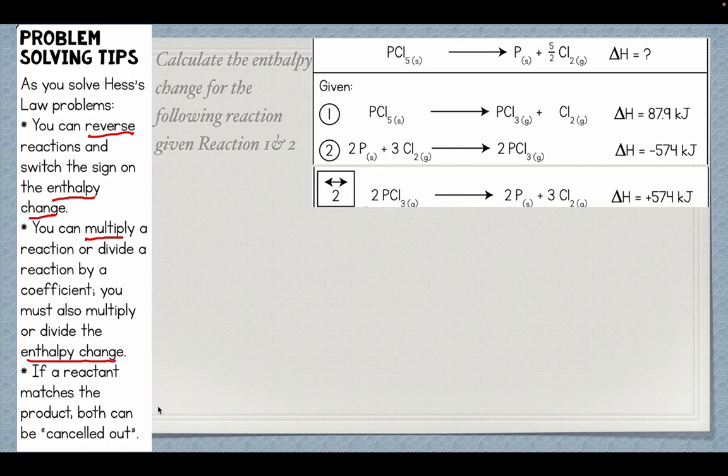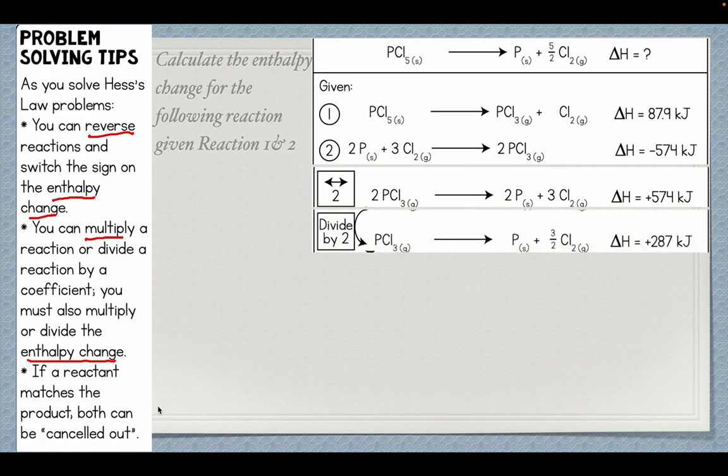Then, right now I have 3 chlorine gas, and I have basically 2.5 up there. So I'm going to need to reduce down. That will also help me get rid of my 2P. And so I'm going to do so by dividing by 2. Notice now my delta H is also divided by 2. So I took this equation, divided everything by 2.